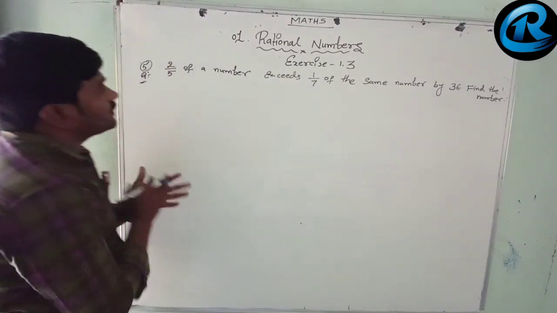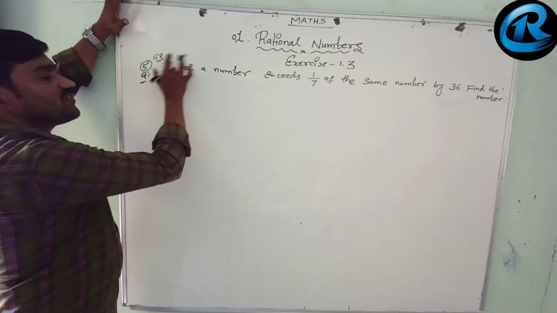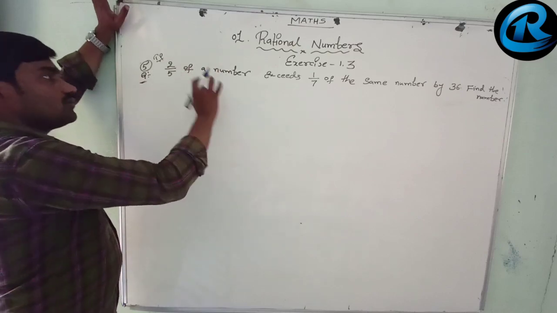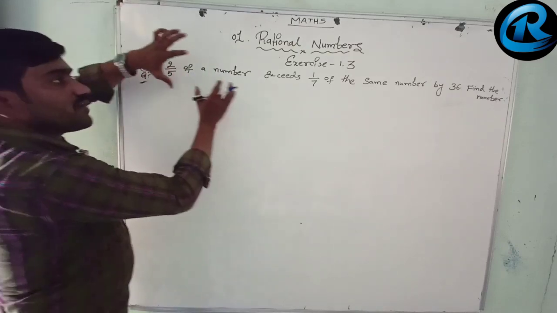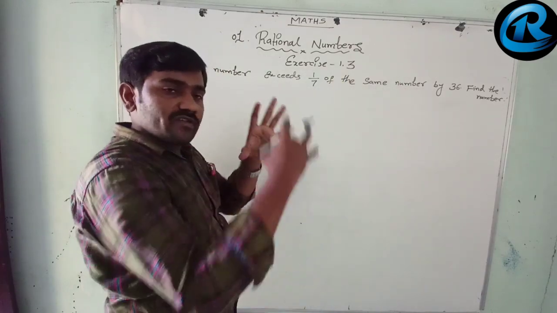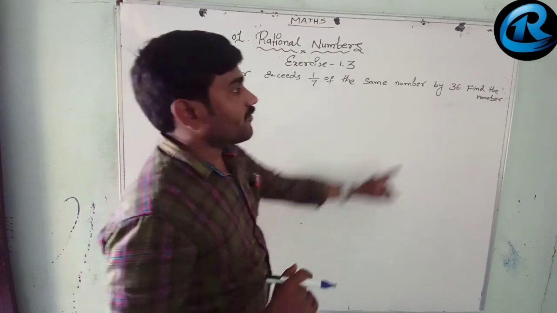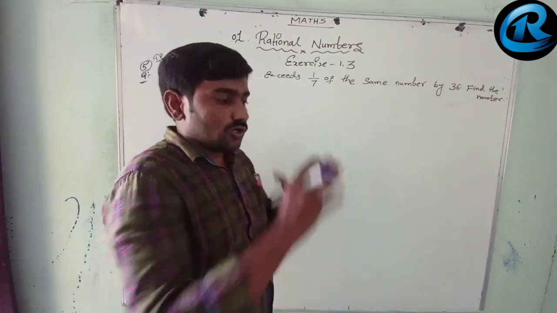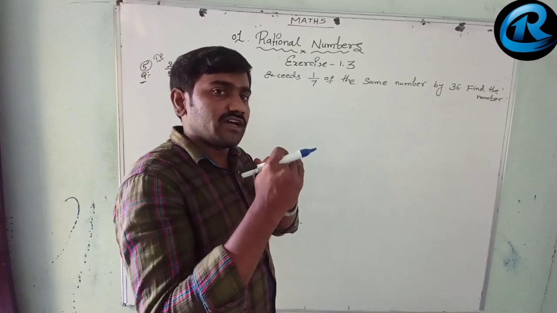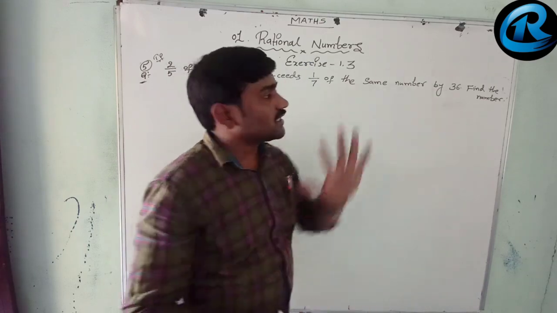Here let us write 2 by 5 of the number. అంటే 2 by 5th of the number. ఆ number ఏదో తెలియదు. But 2 by 5th of the number exceeds 1 by 7 of the same number. 2 by 5th of the number నుంచి 1 by 7th of the number ని తీసేసిండట. అప్పుడు ఆయనకు 36 వచ్చింది. That means exceeds, తీసేస్తే 36 వచ్చింది.